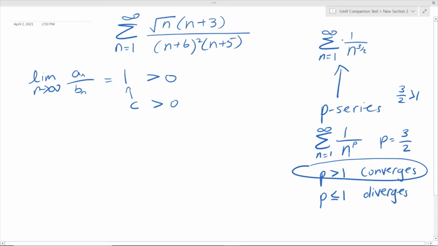So since this series converges, this tells us that this series converges as well. That is because in the limit comparison test, this limit is equal to 1, and 1 is greater than 0 and is a finite number. So we can say that, in the end, this series converges.